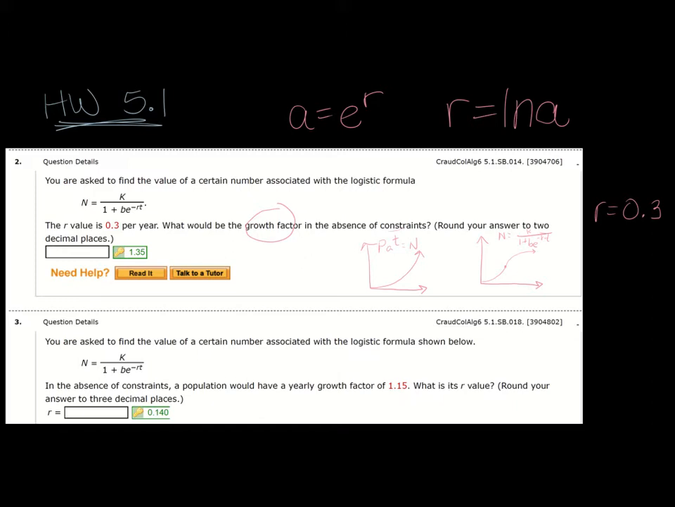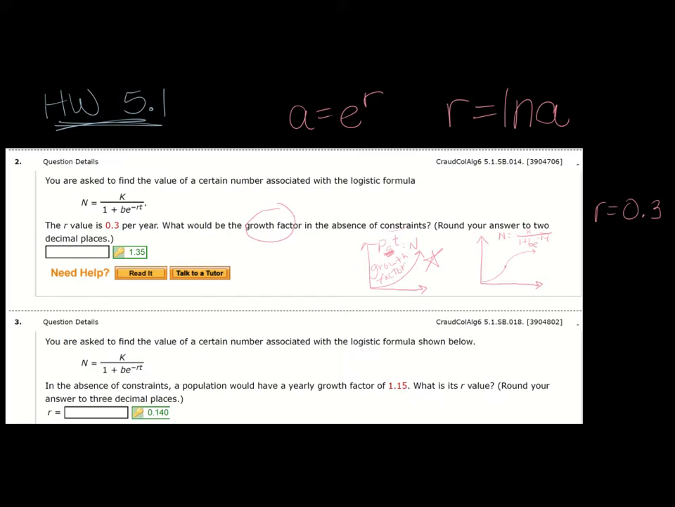This is our logistic model. So if we don't have those constraints of carrying capacity, of limited resources, we have exponential growth. So what we're really looking for is the A value. Remember, that is our growth or decay factor. In this case, it's a growth factor.